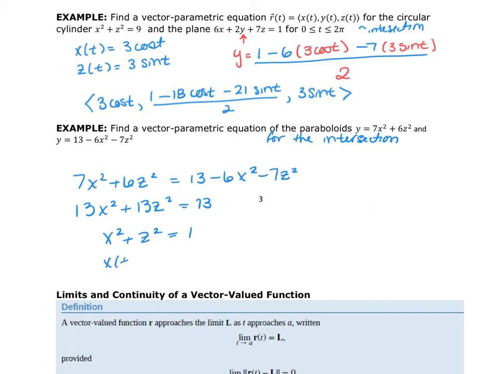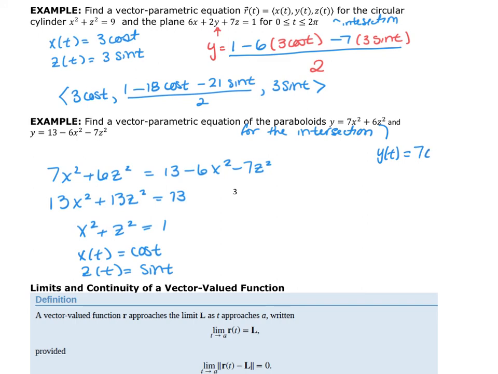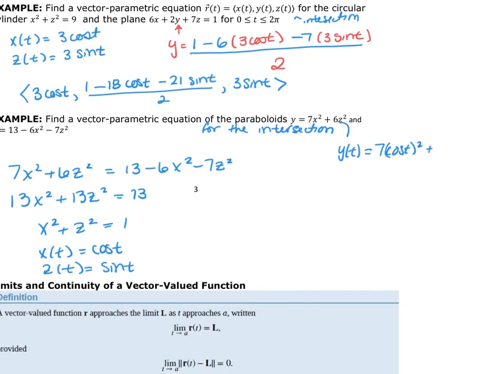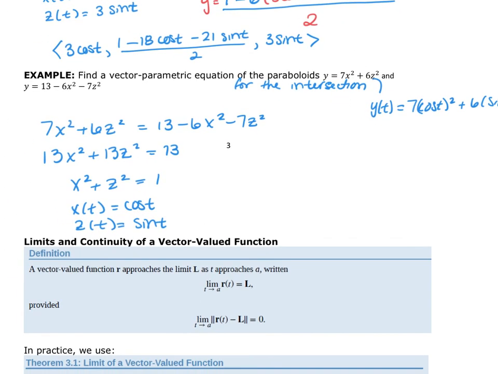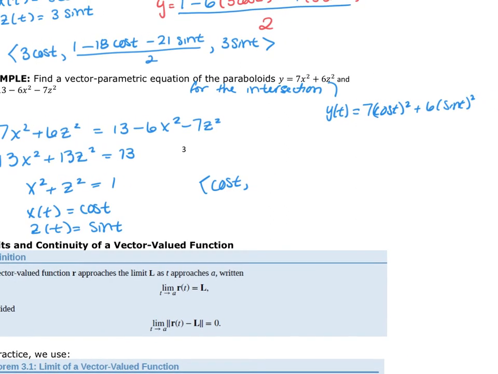So x of t is going to be equal to, not 3, 3 is up above. This time my a value is 1, so it's just going to be the cosine of t. My z of t is just going to be the sine of t. That's kind of nice. So then the last thing we have to do is find an equation for y. Let's use this one. Y of t is going to be equal to 7, I replace x with the cosine of t, the quantity squared, plus 6, the sine of t, the quantity squared. And so what I'm going to get is the cosine of t, comma, 7 the cosine squared of t plus 6 the sine squared of t, and then I have the sine of t.